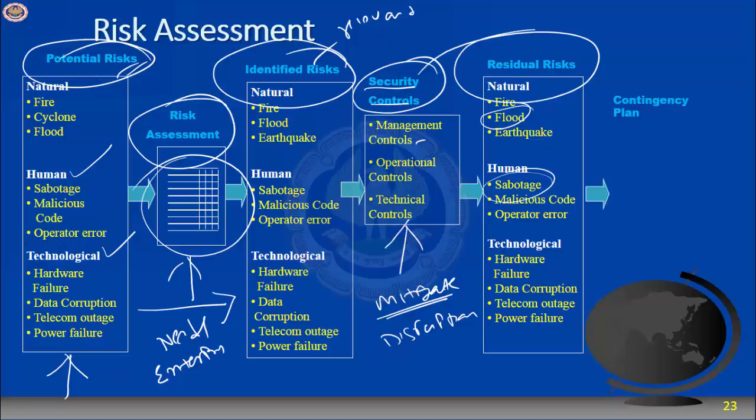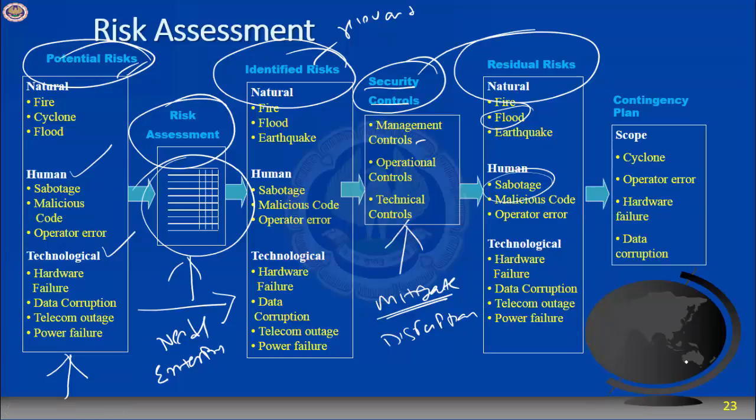And based on this, you prepare the contingency plan, and you define the scope of this contingency plan. This is where you decide what risks you're actually considering for the organization. So you have already decided what the different types of risks are which could impact the organization. Even after implementing controls to mitigate the risks, you decide how this has to be implemented.